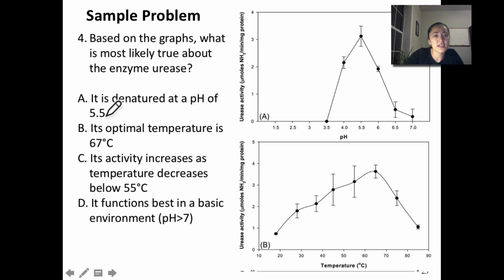The first one says, urease is denatured at a pH of 5.5. Is this true? Well, it doesn't look like it. It looks like it's pretty active. Urease activity is really high at that pH. So I'm going to cross this one off so I know that that is not correct.